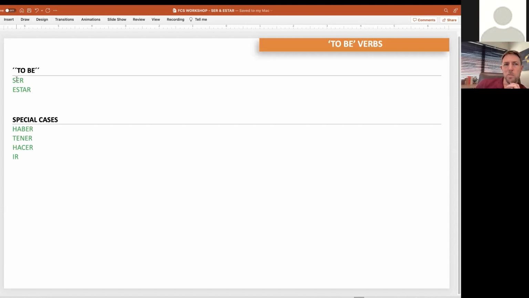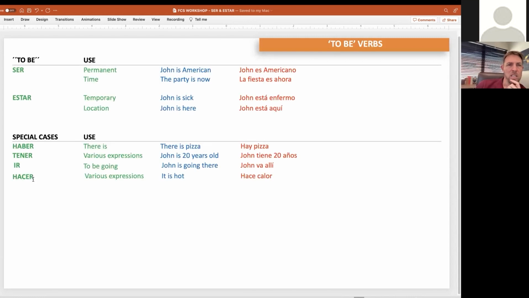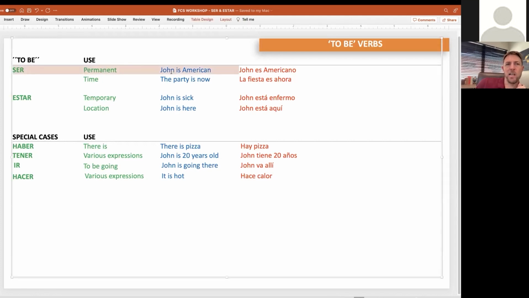So the to be verbs, there's really like 6 big ones. There's actually even more situations, but these 6 pretty much cover 95%. Ser, estar, haber, tener, hacer, and ir can all be used in different situations to be. Here is a rough outline, but we will dig into it. So don't feel like you got to remember this right now. Ser is used for permanent and time, and estar is for temporary and location.